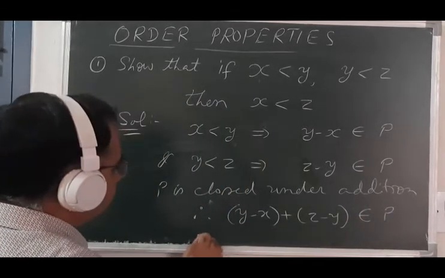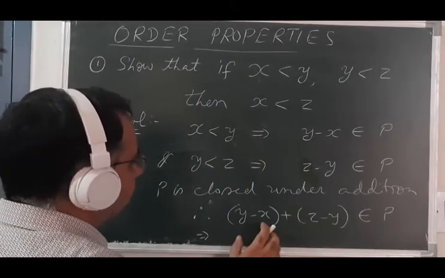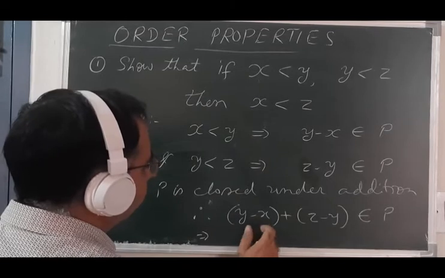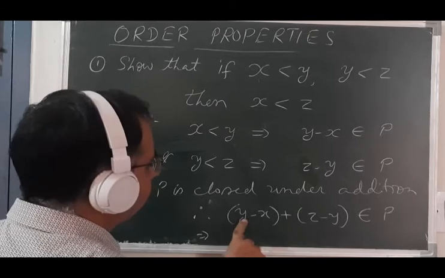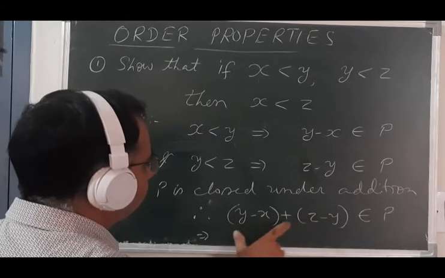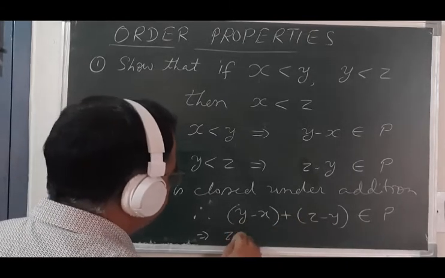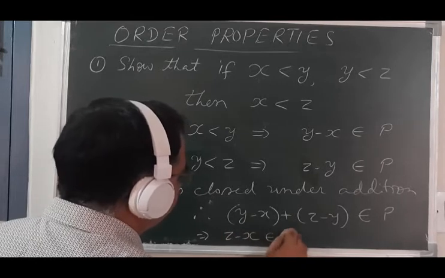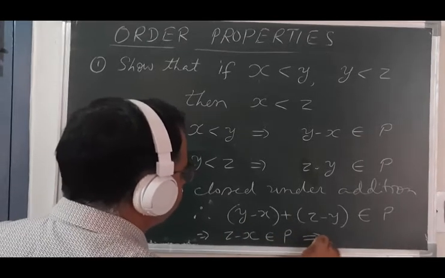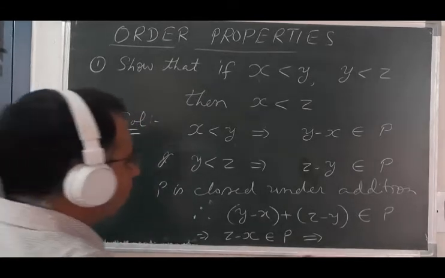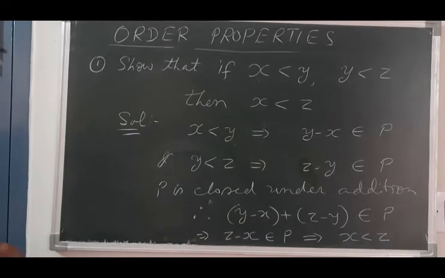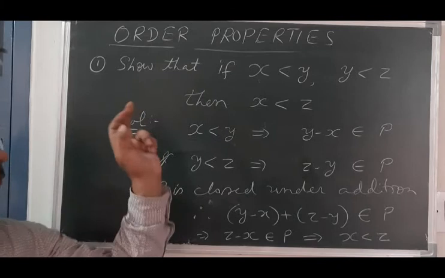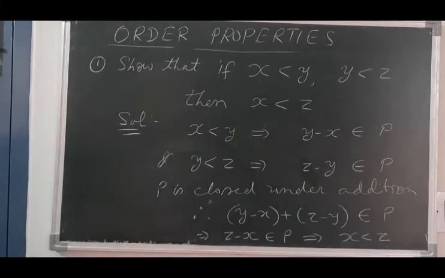Now use associative property and commutative property under addition. Bring this y near to this minus y, and these are additive inverses of each other. So we get z minus x belongs to P. But this further implies that x is less than z. So this property is called transitive property of real numbers. If x is less than y, y is less than z, then x is less than z.